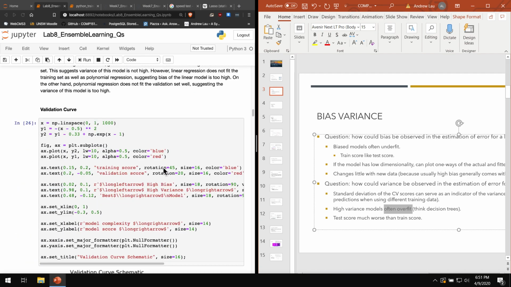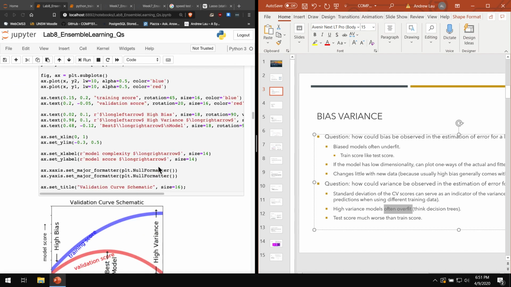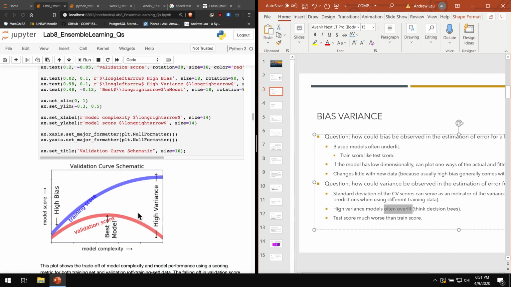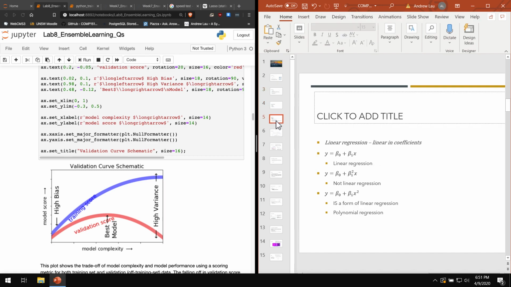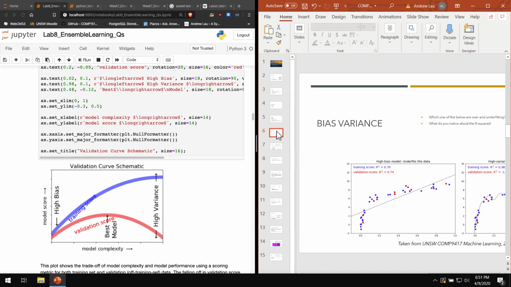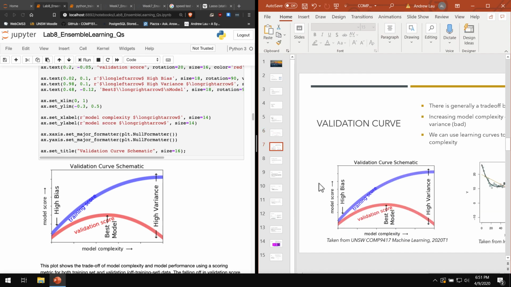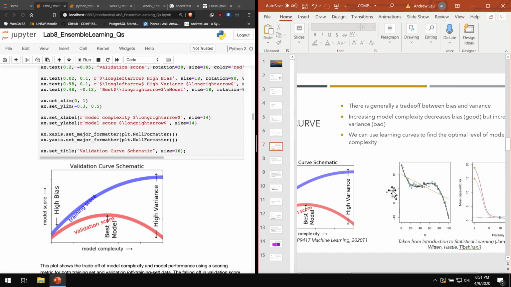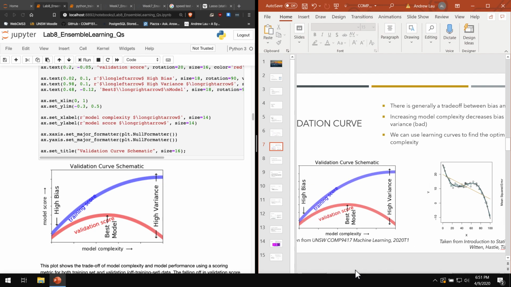Next thing I want to talk about is the validation curve. You might hear it called another thing. It's also called a learning curve. You might see it called a learning curve in places. So essentially what it's trying to do is find the optimal level of model complexity.